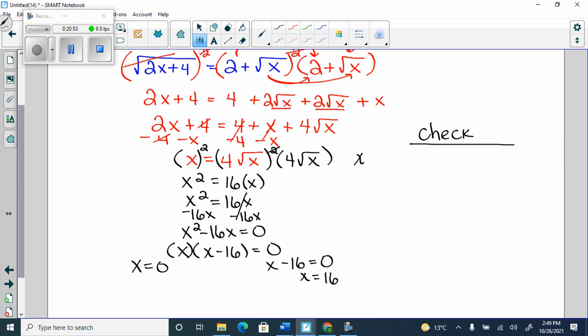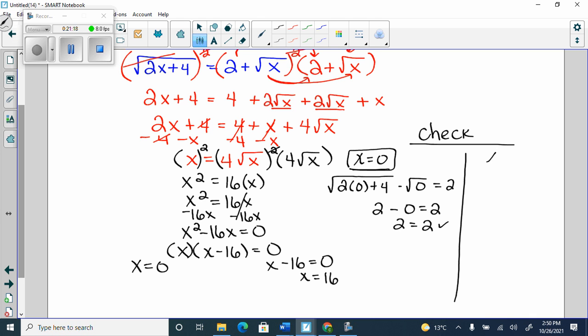So I'm going to check x equals 0 first. I plug it into the original, so square root of 2 times 0 plus 4 minus square root of 0 equals 2. 2 times 0 plus 4 is square root of 4, which is 2, minus square root of 0, which is 0, equals 2. 2 equals 2. It works.